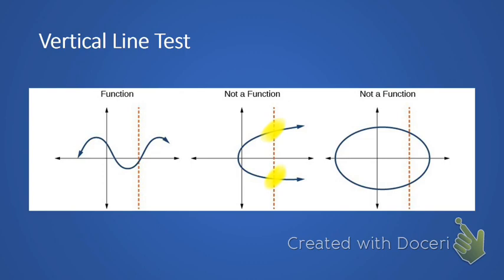If it hits the graph twice, it's no bueno. The third graph, you see it hits here and here. If it hits the graph twice, it's not a function. The vertical line test hopefully is kind of intuitive. If you draw a vertical line and you hit the graph more than once, the answer is no, not a function. If you hit the graph once, the answer is yes, it is a function.